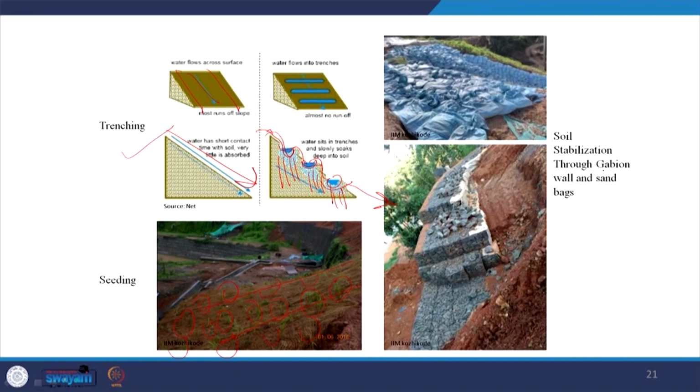Others are using gabion wall, the very thick gabion wall which is loosely filled wall with gravel and boulders, and sandbags like these, they may be placed to stabilize the soil wherever there are slopes. So these may be used to reduce the sliding of the soil, carrying of the soil with water or wind with the help of these.